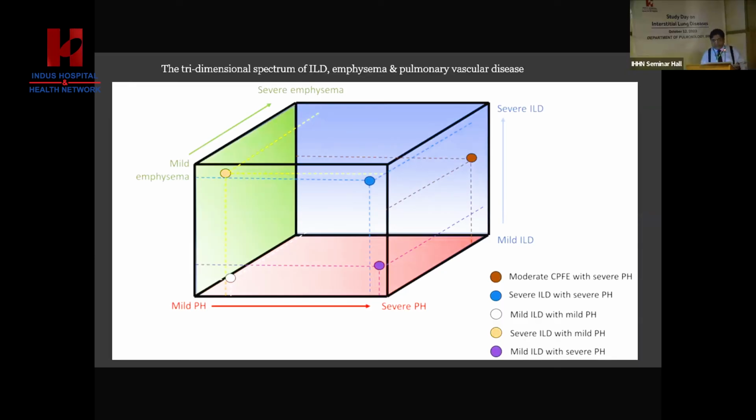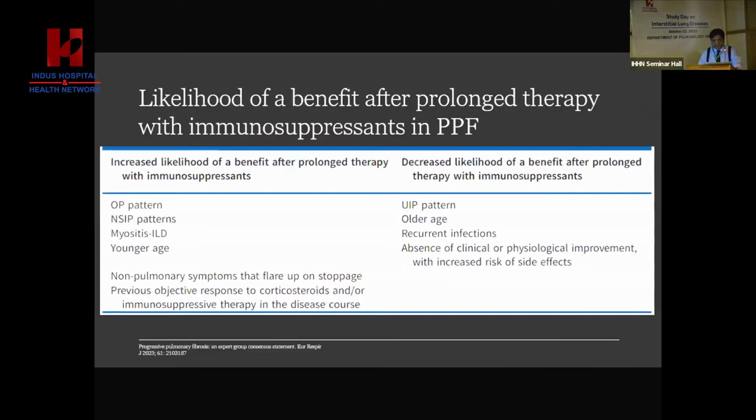See here, for example, take the blue one, the second category, because it is more common: severe ILD with severe PH. Severe ILD is here, somewhere at the top, and then has severe PH, so it must be here. So here is the blue one, because this is the severe PH. Here we are showing the intermingling of the different disorders, having emphysema, ILD, and the vascular component. So don't forget the vascular component as well.